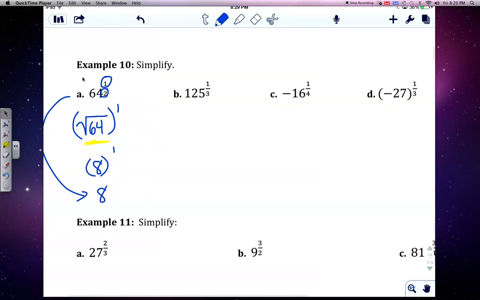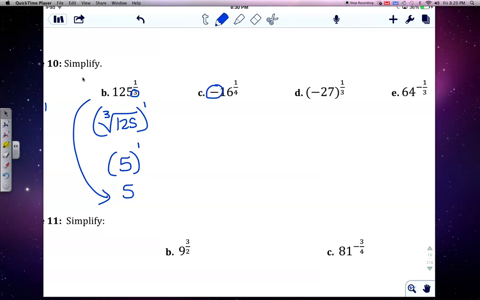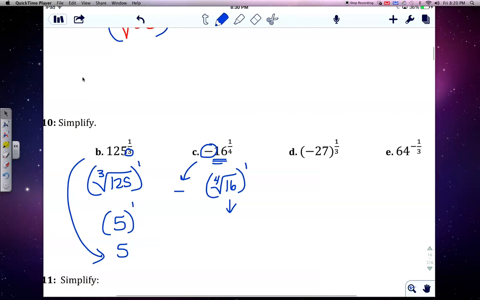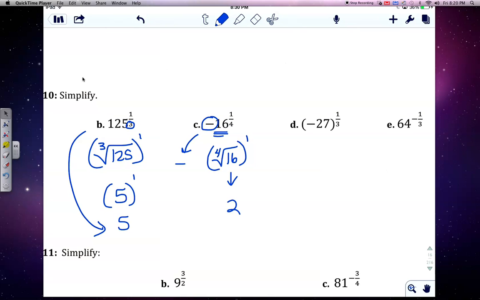Okay, in part B, this 3 means I have the cube root of 125, and the 1 means I have a power of 1. The cube root of 125 is just 5. To the first power, and I get 5. My answer is going to be negative. The 1/4 exponent only applied to the 16. Okay, so the fourth root of 16 is 2, and 2 to the first power is 2, and then drop down the negative sign, that's negative 2.